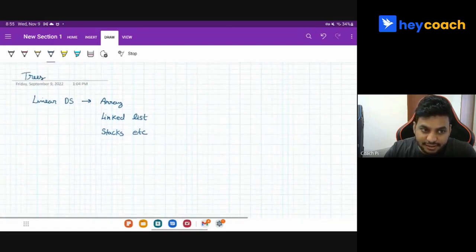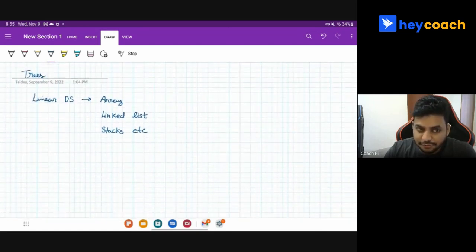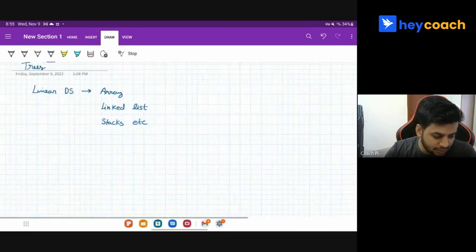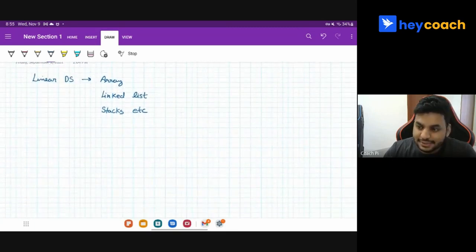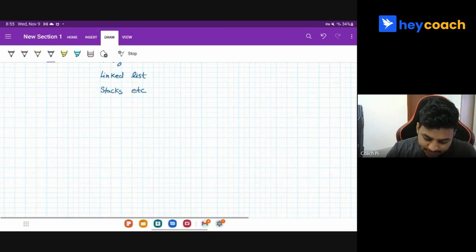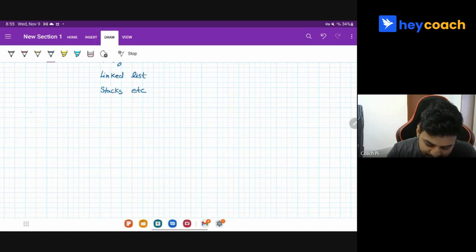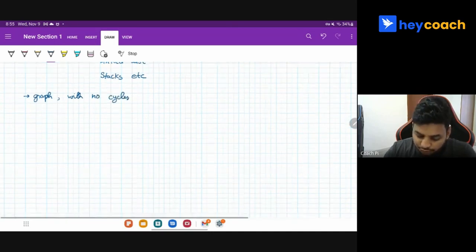So there is a different category of data structure which is called trees. Let us try to think of trees first. Trees are a kind of graph with no cycles. Okay, so what do we mean by this?